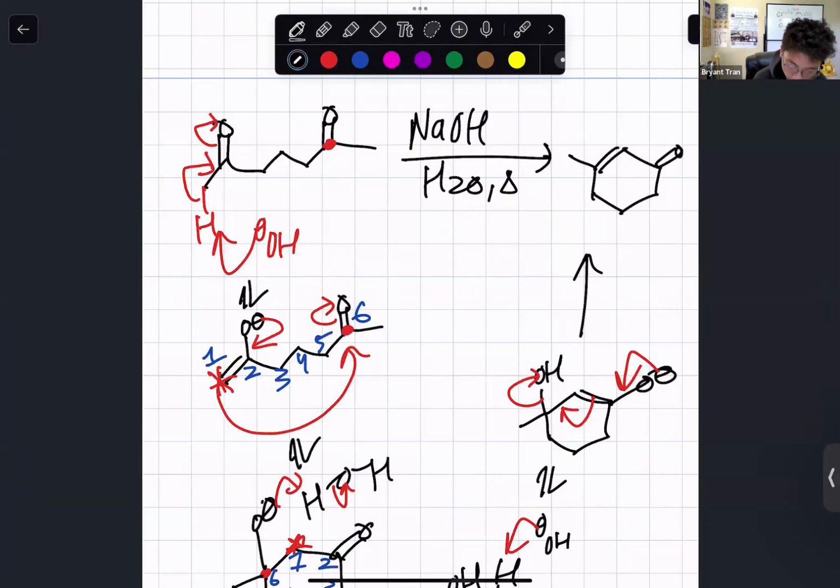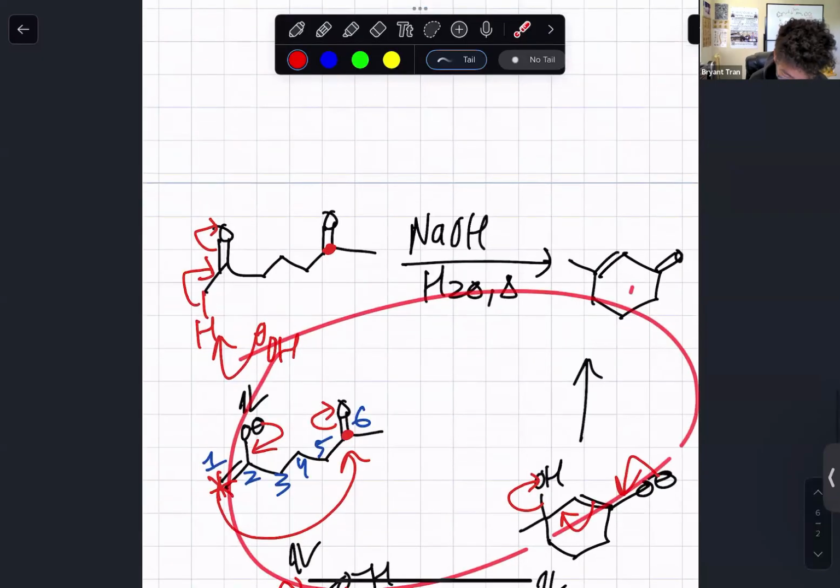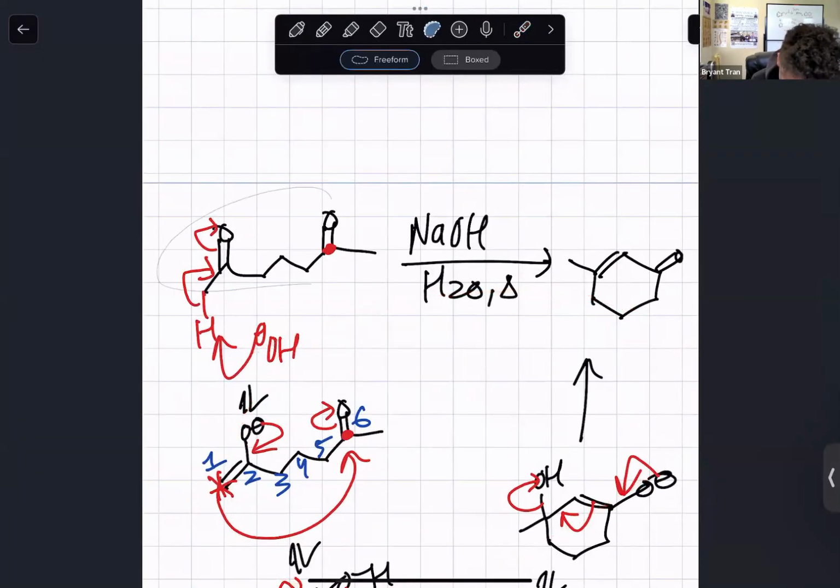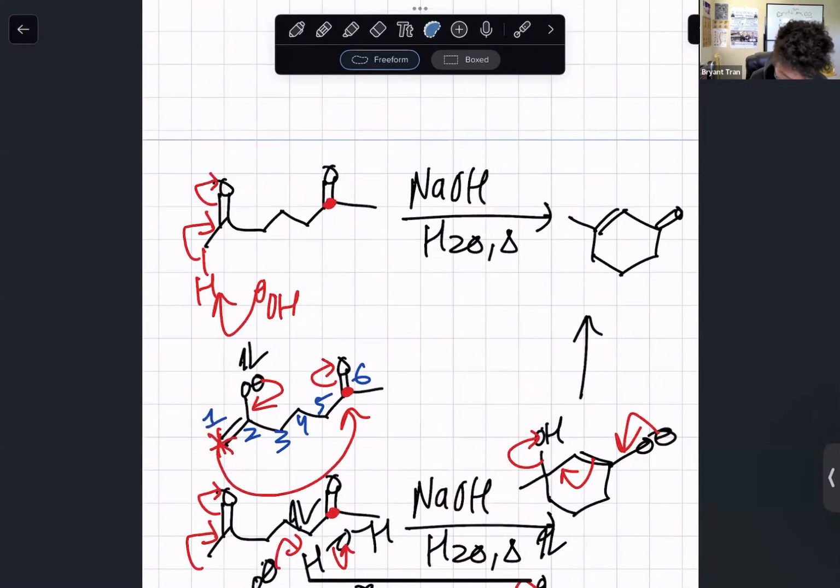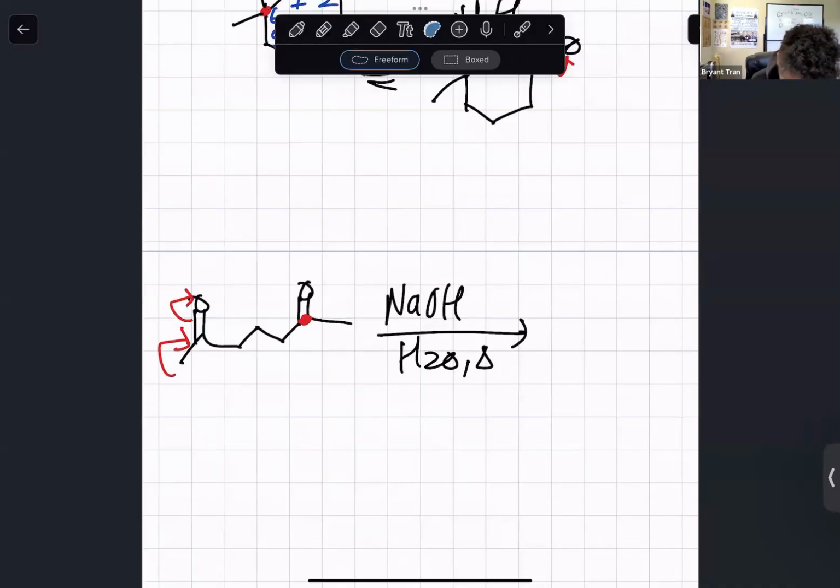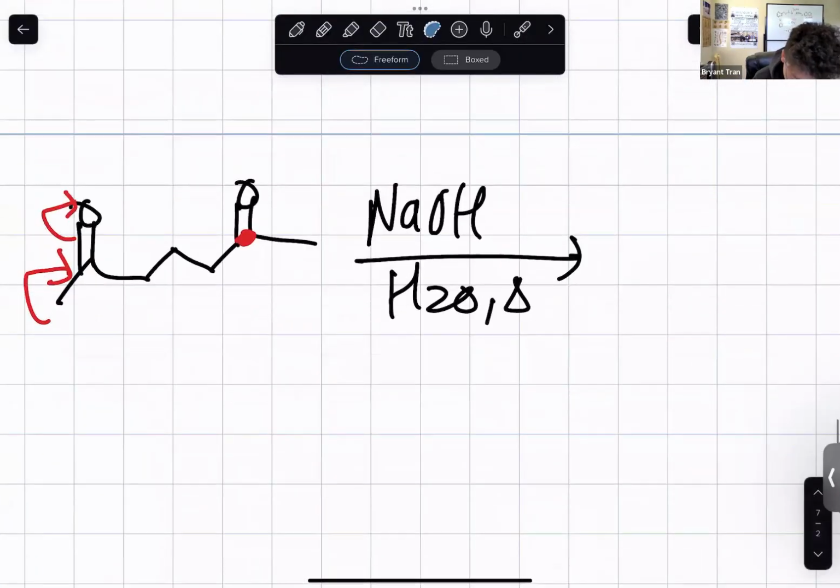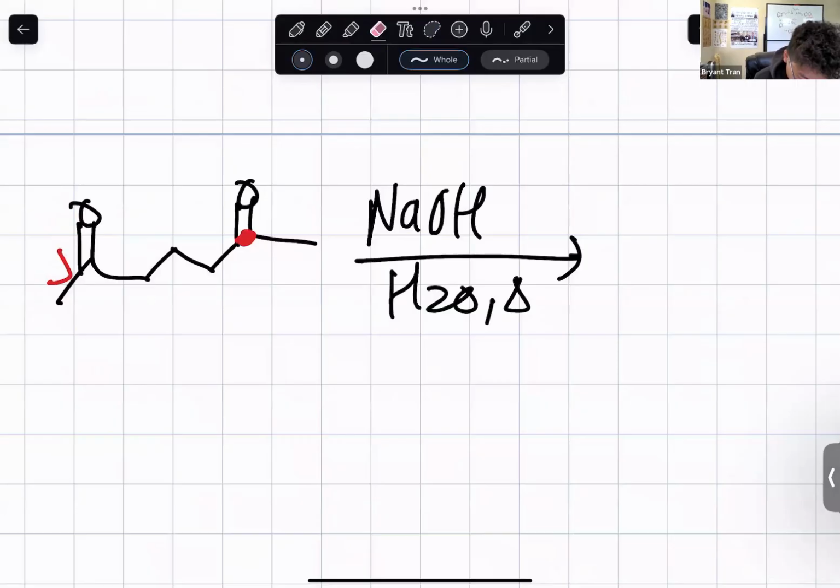Like that. Okay. Now I'm going to show you guys how to predict the product quickly here without doing this whole mechanism for this intramolecular aldol condensation within the same problem. And then after that, I'll give you guys a harder example and then have you guys try it out, and then I'll go over it after that. Okay. So for this example here, let's say that this is the electrophile. And this right here is the nucleophile, because that's going to form a stable 6-membered ring.